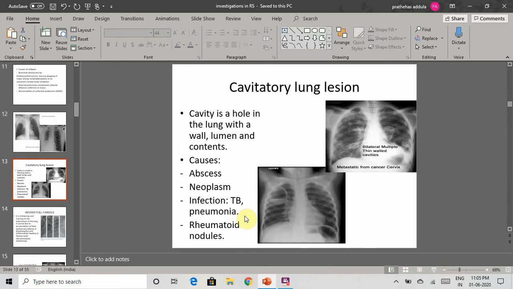Cavitatory lung lesion. A cavity is a hole in the lung with a wall, lumen and contents. Causes can be abscess, neoplasm, TB, pneumonia, and rheumatoid nodules. The right X-ray shows bilateral multiple thin-walled cavities, which are secondary to metastasis from cancer cervix. You can see the cavity in the lower X-ray.